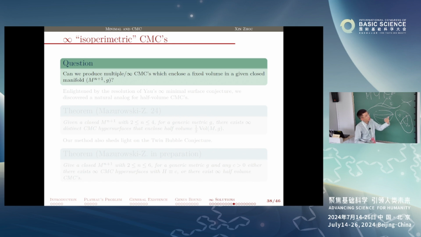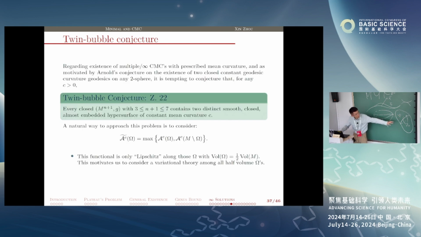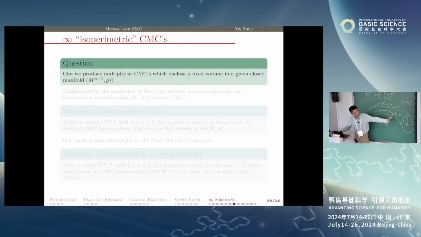I mean, this is also an analog of Yau's conjecture under this isoparametric category. In the beginning, I said that if you fix a volume and minimize the perimeter, you get an isoparametric CMC. They ask: if I fix a volume, can I produce more than one CMC with that given volume? This is a question. It's very surprising that this question and this challenge are together. They're the same problem.